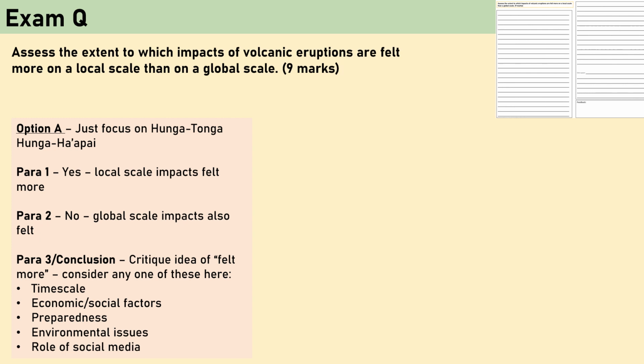And then in the third paragraph, or your conclusion, I'd expect you to critique the idea or the phrase felt more. And by doing that, you could say, well, felt more from what perspective? On what time scale? Economically, where was it felt more? Socially, what do we mean by felt more? Was preparedness a factor that meant that they were felt more rather than the local versus the global? Were there environmental issues, and were those different on a local versus a global scale? And what role can social media play in reducing the impacts locally and globally?